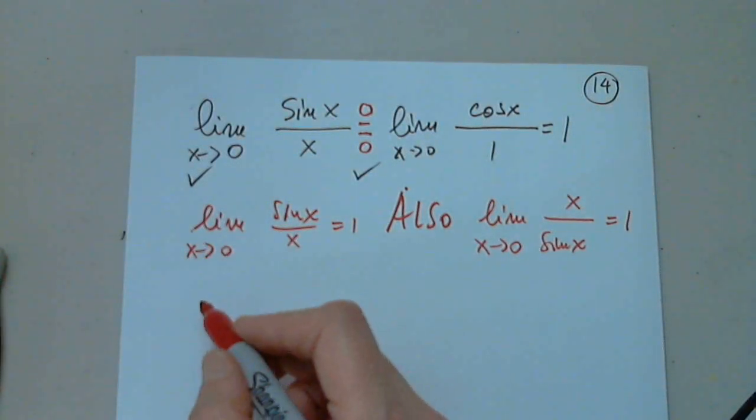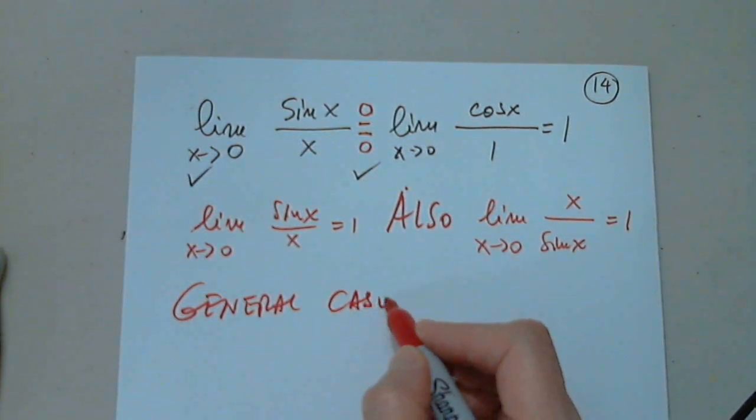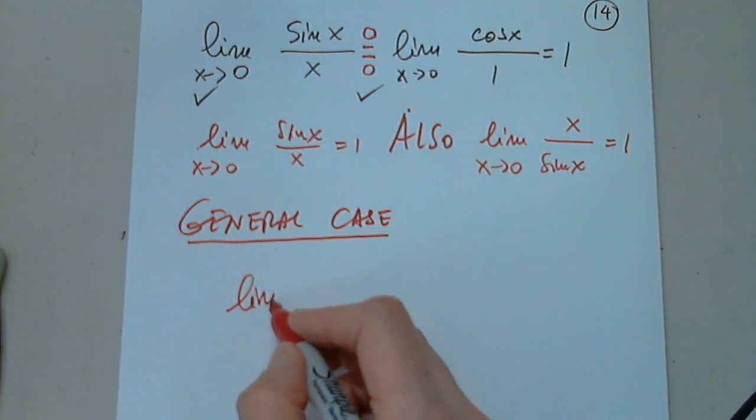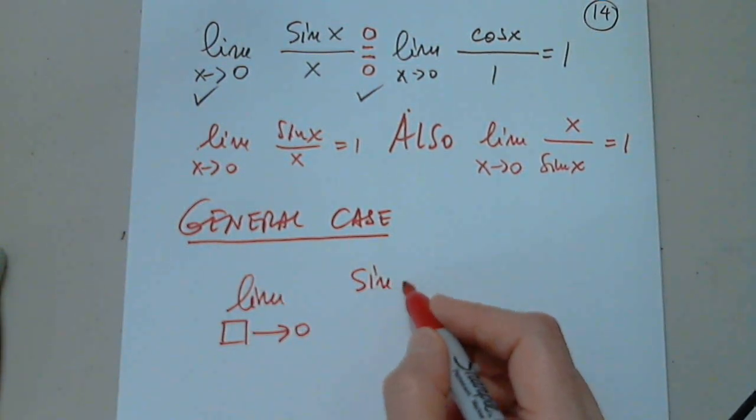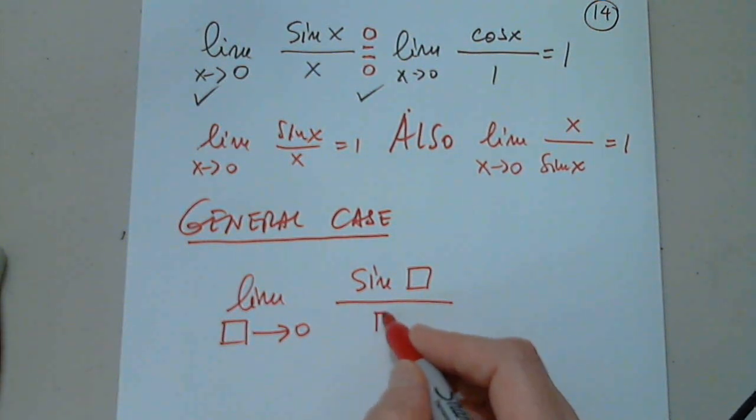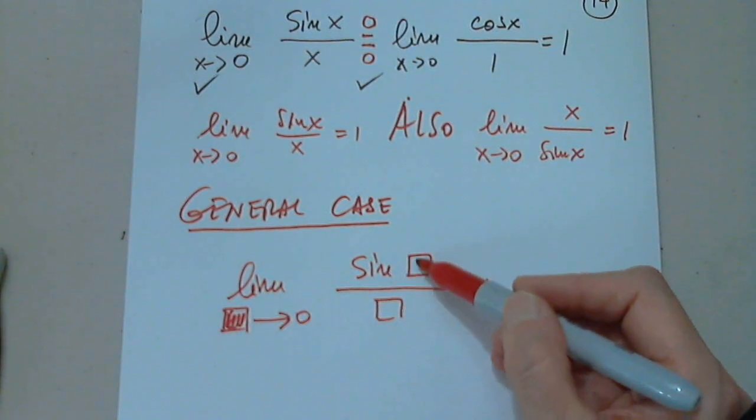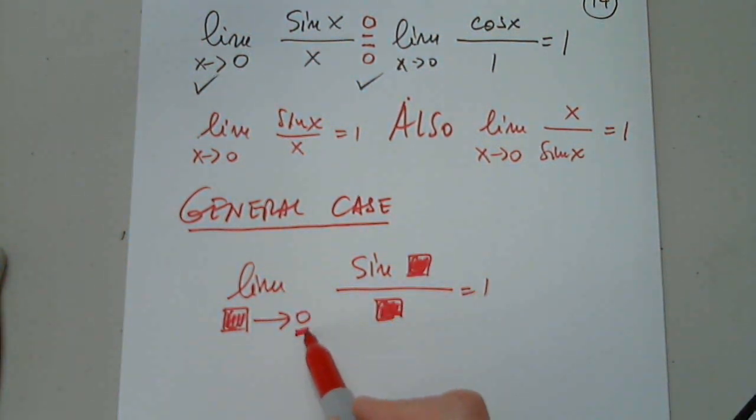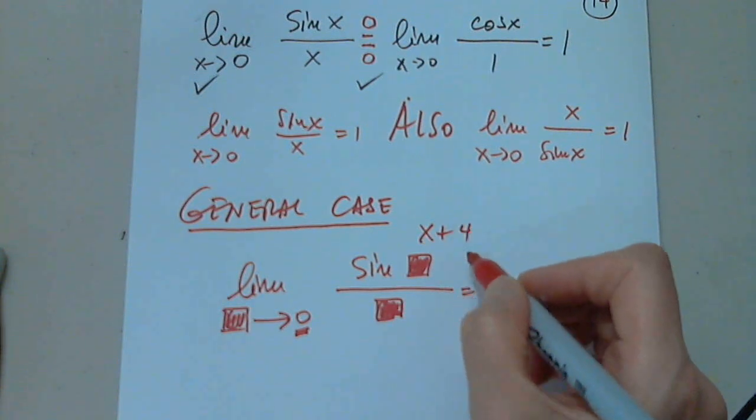But in general, the general case, what do I mean by the general case? I mean this. Limit as long as these are the same, and the limit is determined as x approaches 0, whatever this is, it could be x plus 4.